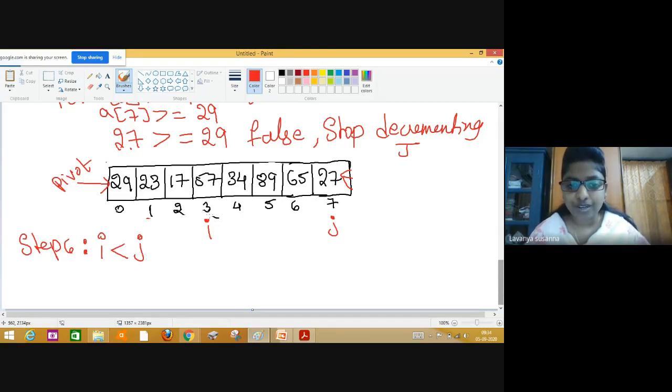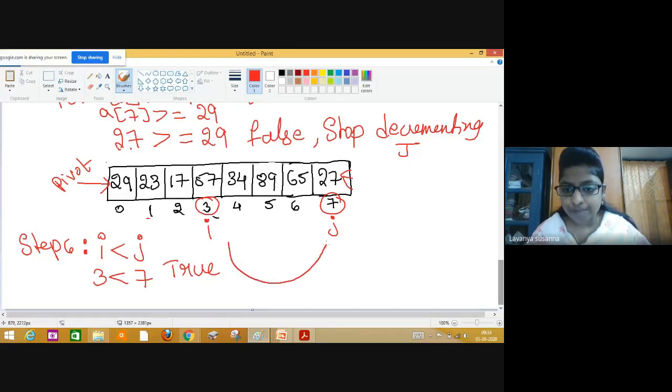What is I value? 3. What is J value here? 7. Index 3 less than 7. True or false? True. When this is true, you need to swap the elements. 27 goes to third index and 57 goes to seventh index. Swap. Write down. Swap A of I and A of J.